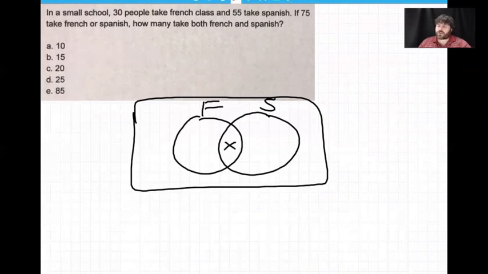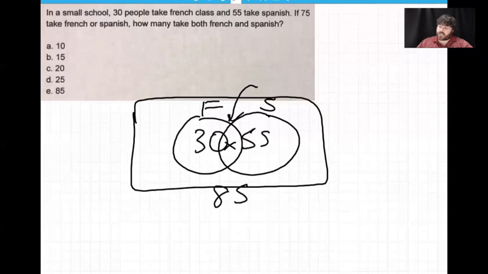So I would just remember that there could be duplicates, right? The number of duplicates is what X is. It's the number of people you counted when you counted the French and when you counted the Spanish. Think about it. If you have 30 and then you have 55, that's 85. There's only 75 people taking the classes. So you overcounted by 10. That means the middle was 10 because you counted it twice.